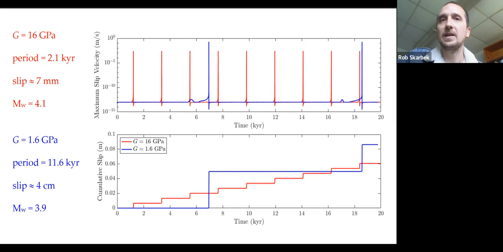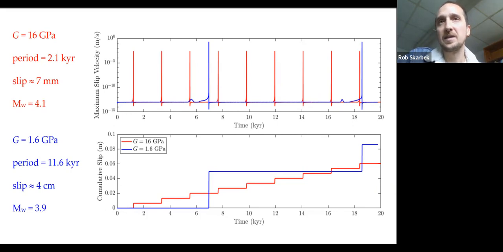And then you see a similar thing on the bottom plot, which is showing the cumulative slip that occurs on the upper surface of the fault. So when the shear modulus is high, there's more frequent events that are causing less slip. But even though they're causing less slip, they're actually larger magnitude because the magnitude depends on the shear modulus as well. And the difference in the shear modulus gives you a larger magnitude. So they might actually be releasing more energy.